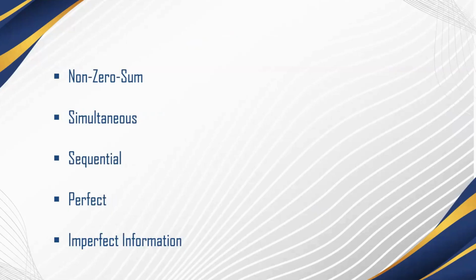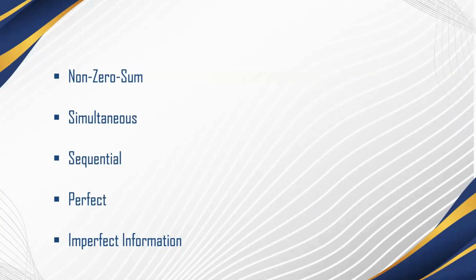Simultaneous game. Players make their decisions at the same time without knowledge of the others' choices. Sequential games. Players make decisions one after another, with each player aware of the previous actions.